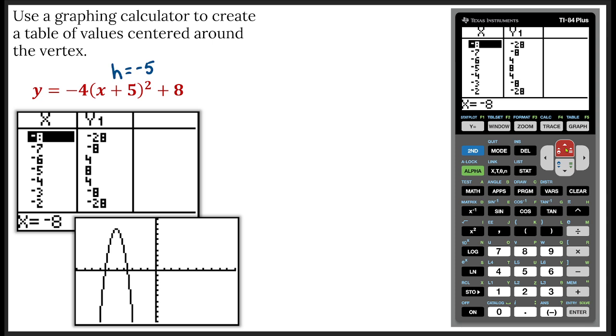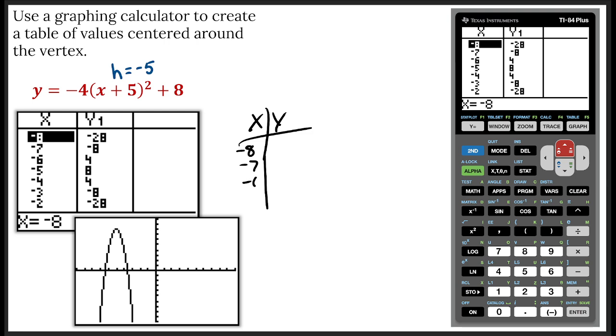Right there. I know I'm good in the middle because if you look at the outputs, I have that nice pattern that goes on. -28, -8, 4, 8, 4, -8, 28. We got that pattern to show up right there. Look at that. You didn't have to calculate anything by hand. You could just copy those into your own XY table to show me that you knew what you were doing.